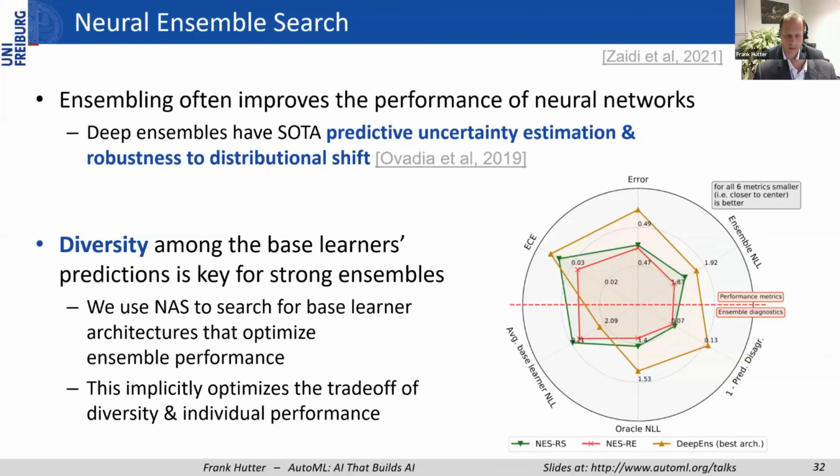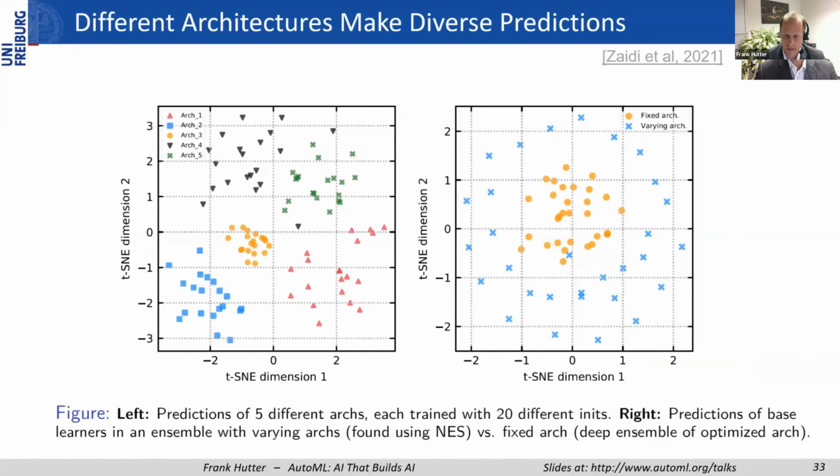Here's a quick visualization showing that different architectures actually make different predictions. So on the left here, we have predictions of 5 different architectures. These clusters here, and it's a t-SNE plot of the predictions. And on the right, we have predictions of the different architectures found by neural ensemble search compared to the ones of a single architecture.